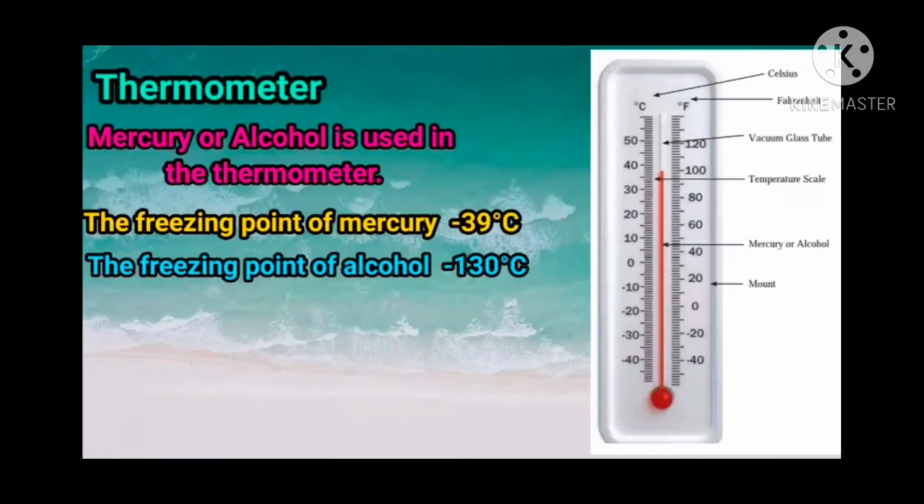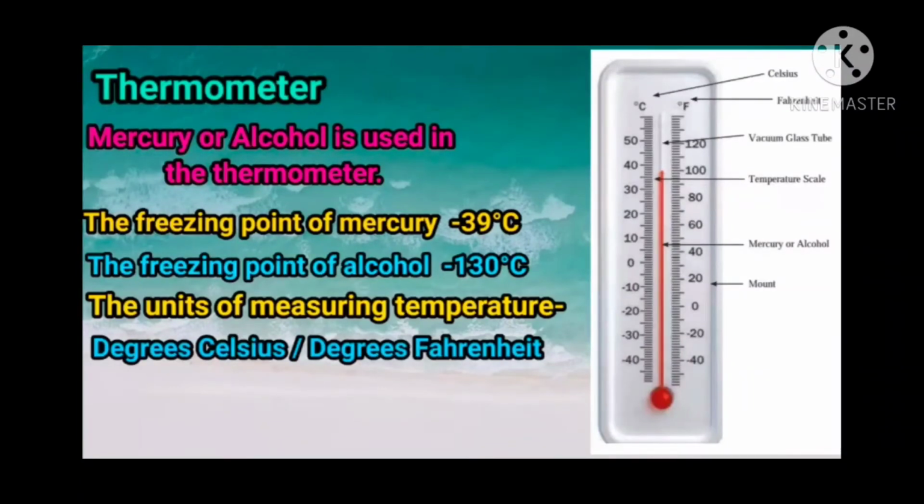Let us understand the structure of a thermometer in short. A vacuum glass tube is filled with mercury or alcohol and it is mounted on a wooden board. There are two types of thermometer scales showing Celsius and Fahrenheit. Let us try to answer these questions about the thermometer given in your textbook, which will help us to understand the thermometer clearly. First one, what is the tube of the thermometer fixed on?